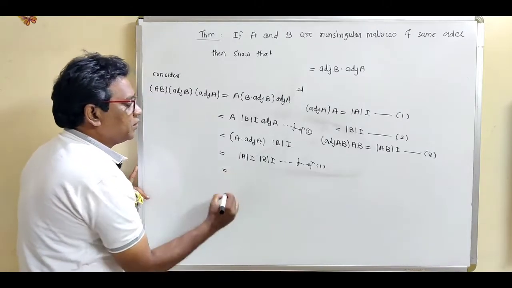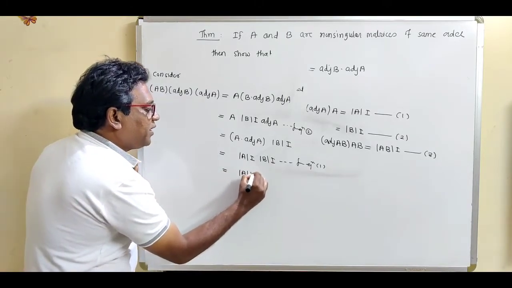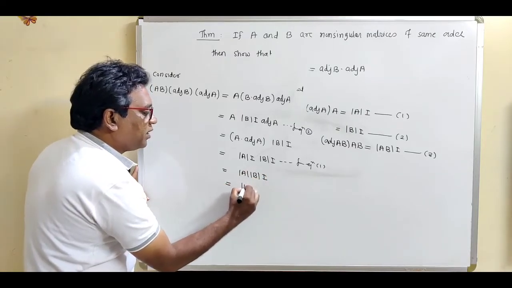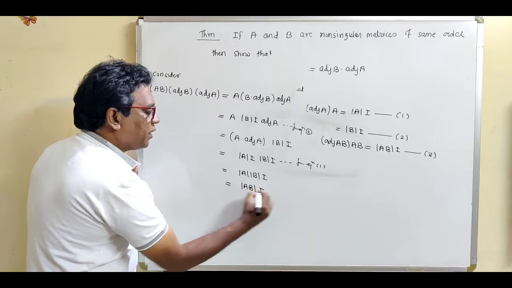So this is equal to determinant A into determinant B into I. And what is determinant A into determinant B? This is same as determinant AB into I.